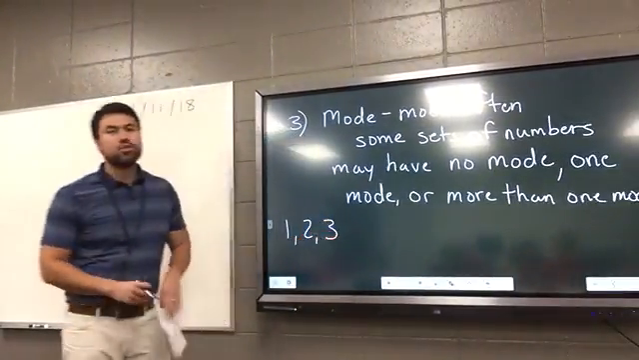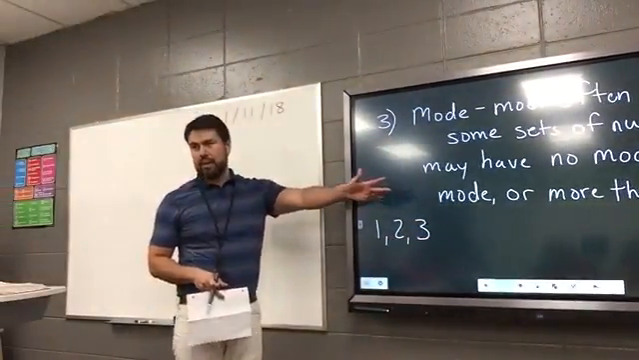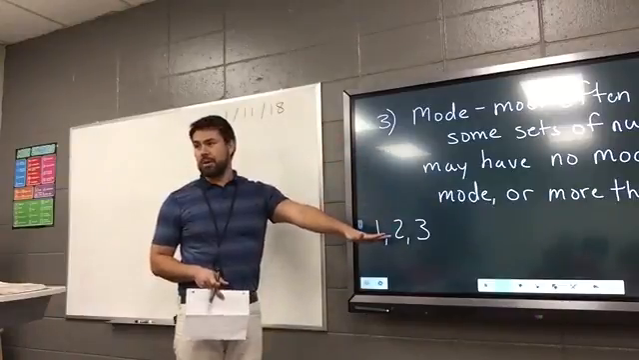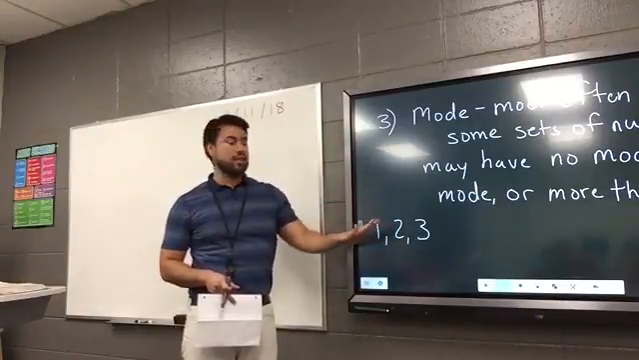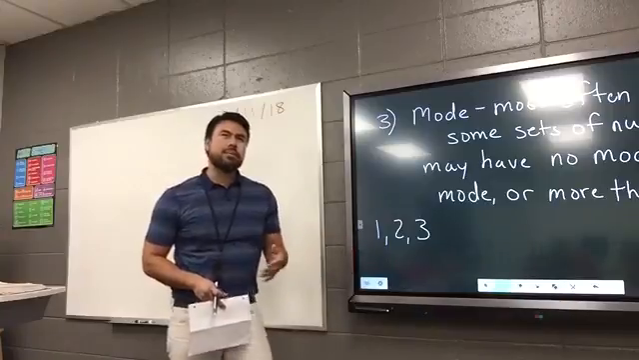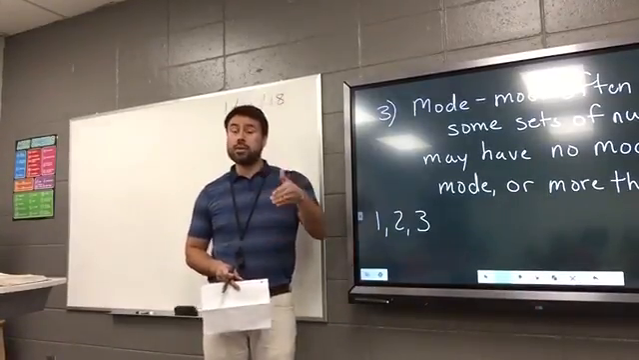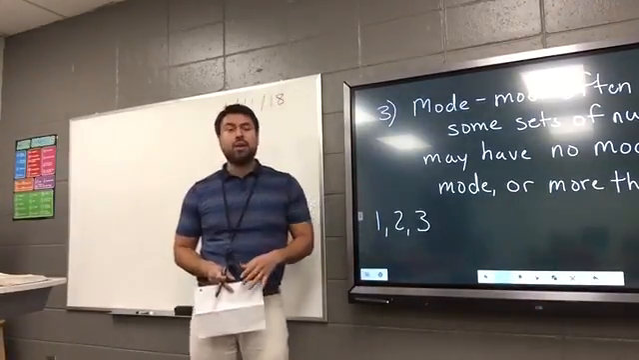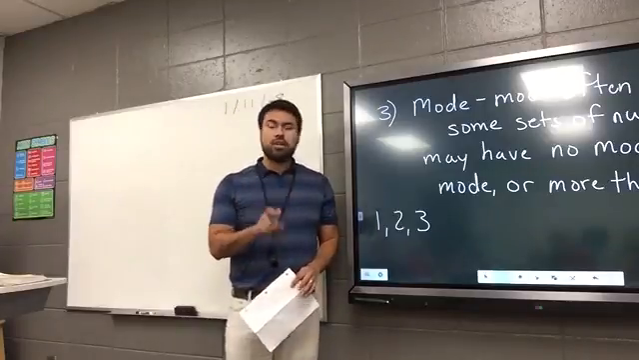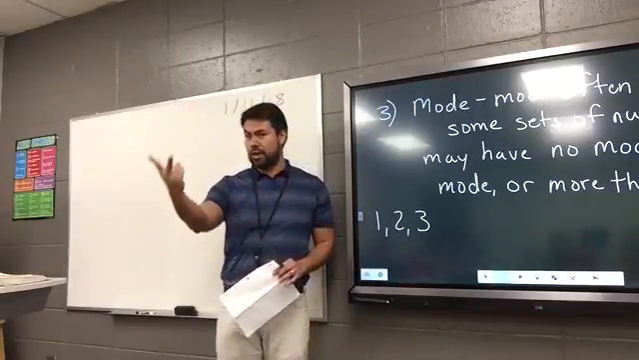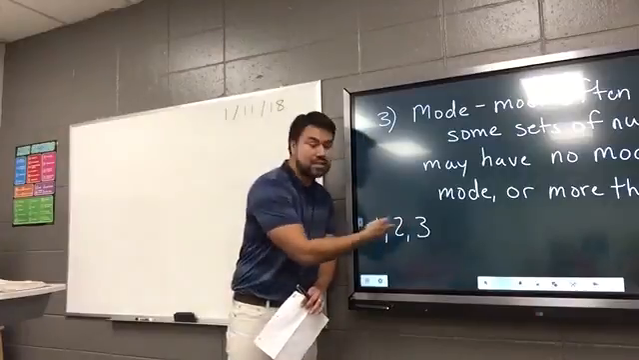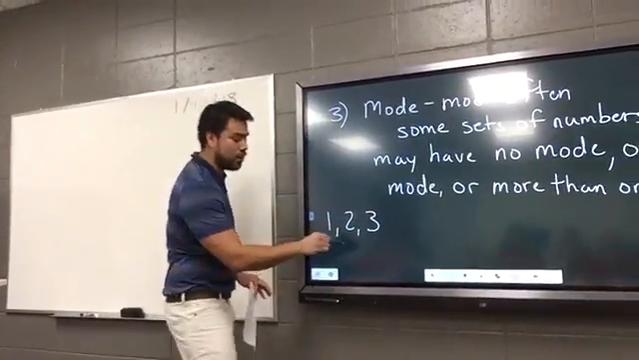If I just gave you 3 numbers, 1, 2, and 3, is there a mode here? Is there something that's used most often? Some people say, well, aren't 1, 2, and 3 all the mode? In order to be a mode, you have to be listed at least twice. Are any of these listed at least twice? So you would say no mode.